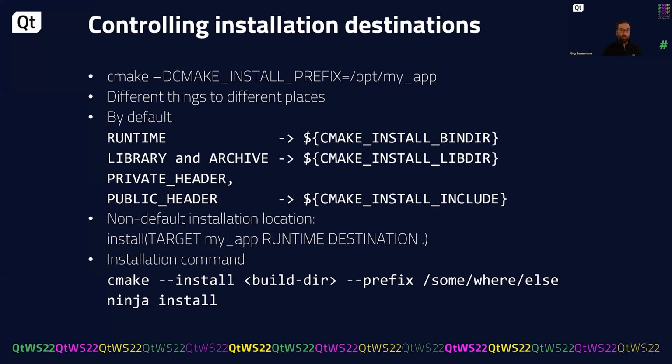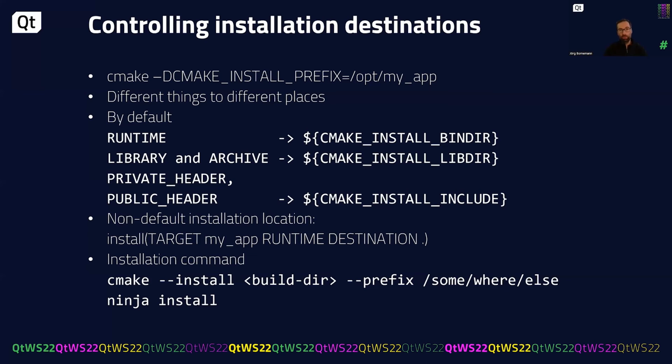To actually install the project on the command line, you run cmake --install on the build directory, and you still can override the installation prefix you specified in the initial CMake call. Alternatively, you can run ninja install.